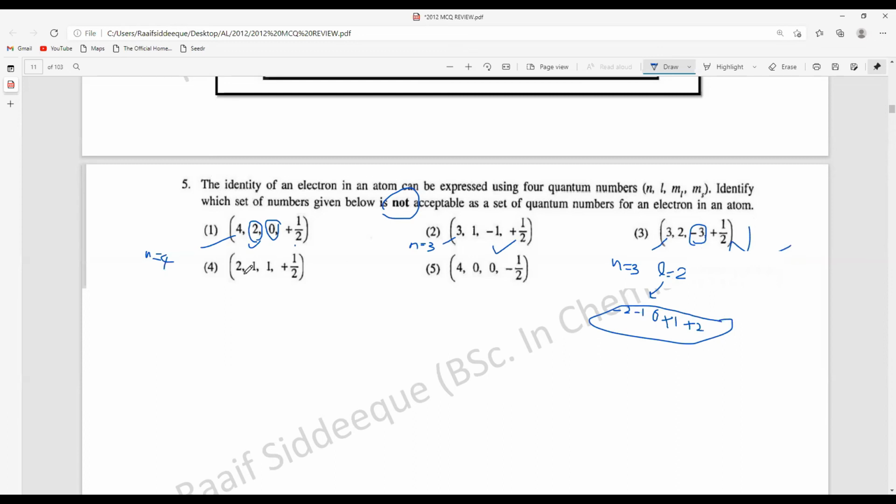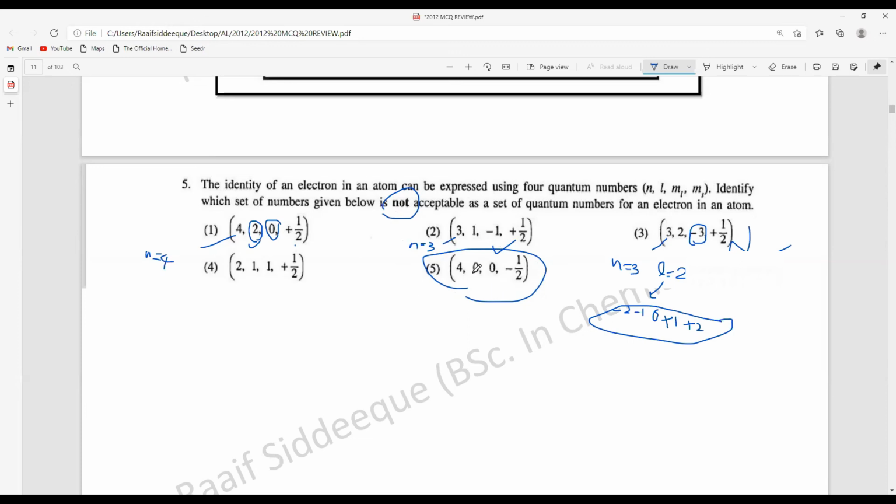Even when you practice like this, you can imagine this is how, at university level or at a higher level, they will in most cases not give you the electronic configuration. They will just give this set of quantum numbers, and then you have to identify which electron it can be. So it is very easy.